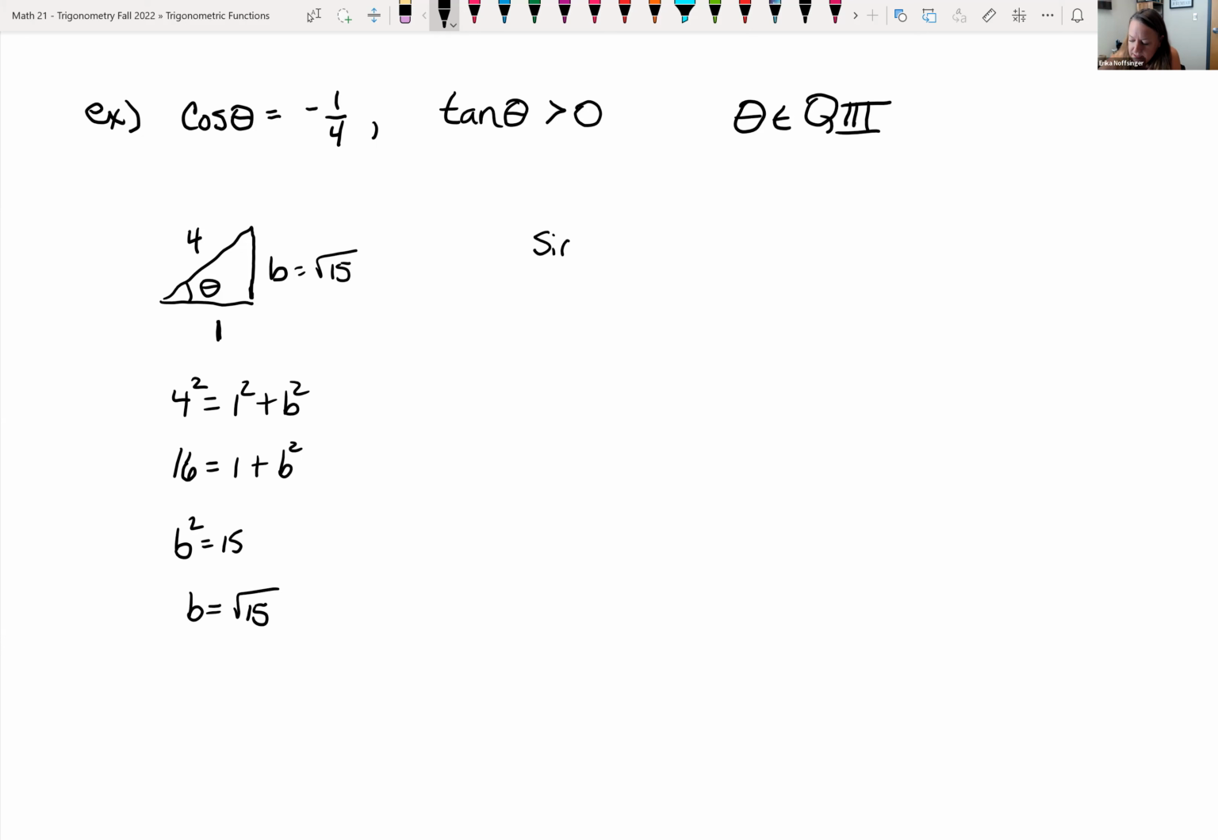So sine theta is negative because we're in quadrant 3, and it's opposite over hypotenuse, which is root 15 all over 4. Tangent theta, we're given was positive. We're in quadrant 3, which is positive. Opposite over adjacent, so we have root 15 over 1. Rationalizing the denominator, we get root 15 all over 15.